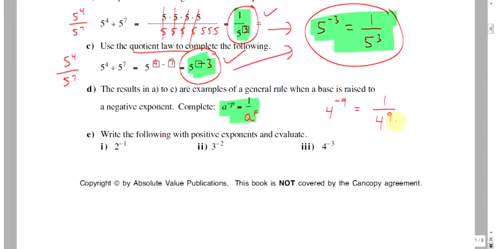Okay? Write the following with positive exponents. We just did this. Let's do it again. How do I make this thing positive? 1 over it.